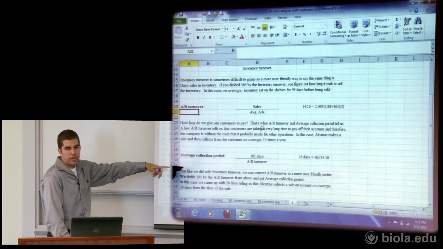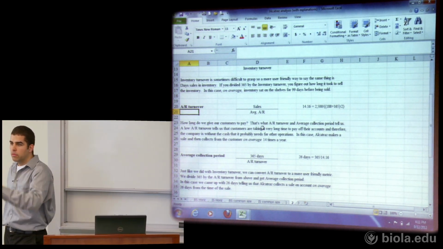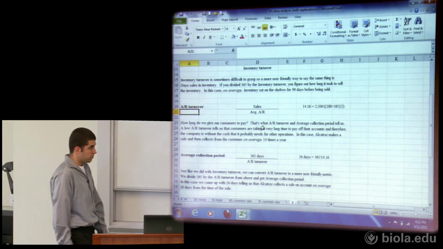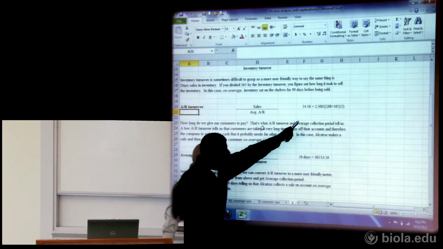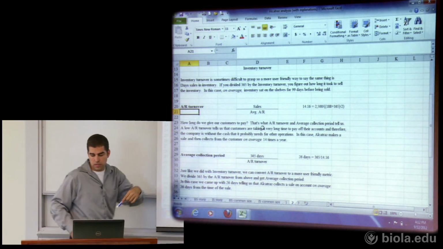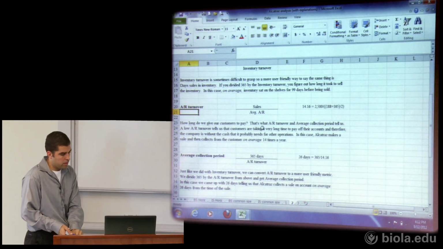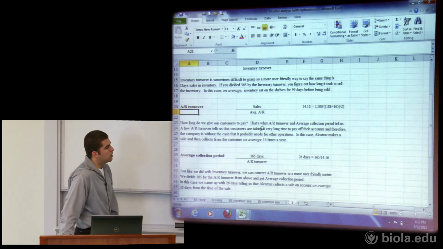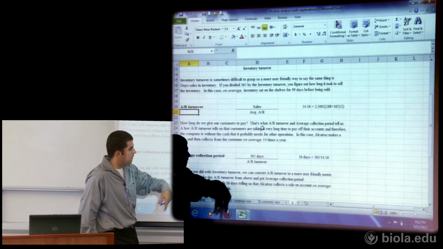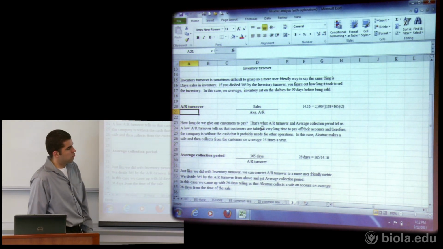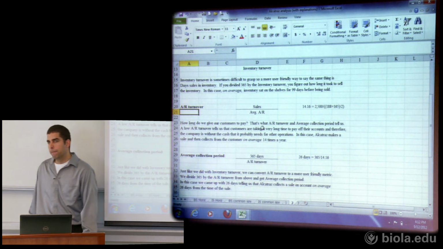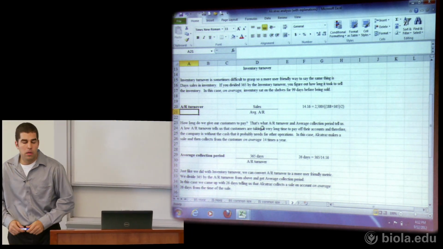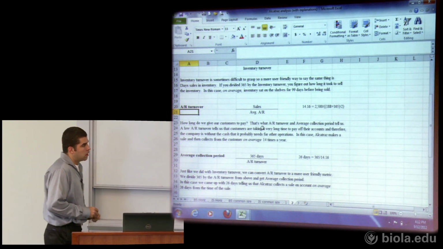Who had average collection period? Okay. We use the AR turnover. So you had to calculate this first. Yeah, we're taking the 14.16 and we would divide that into 365 days. 25.77 comes out to 26 days, which is the average amount of days it takes to turn accounts receivable into cash.